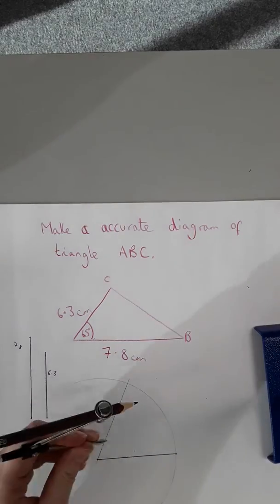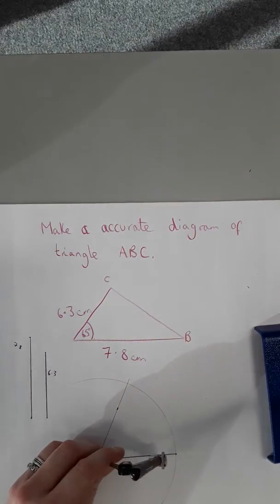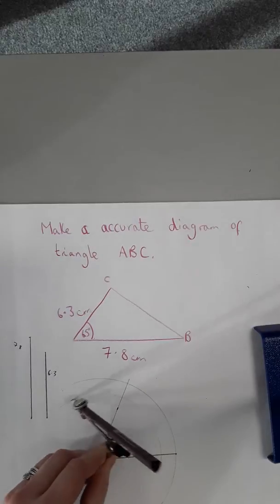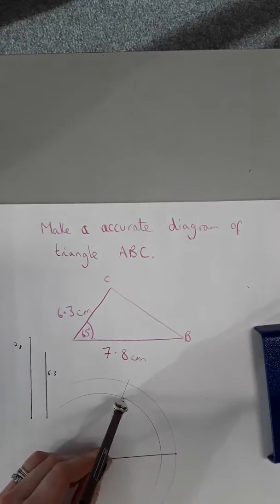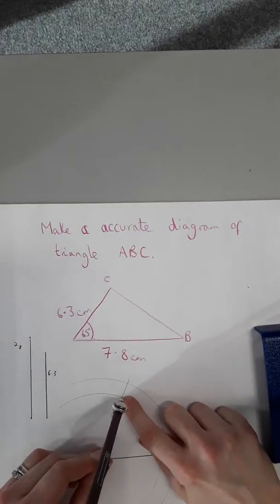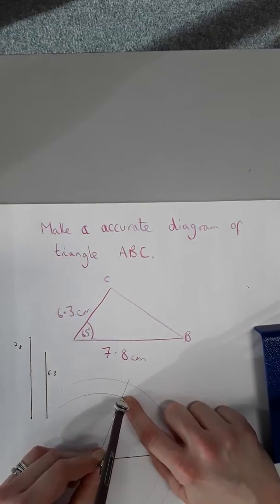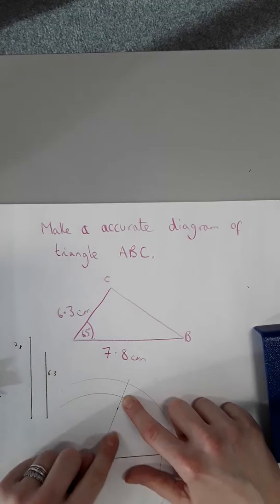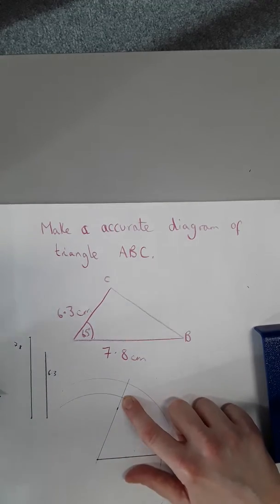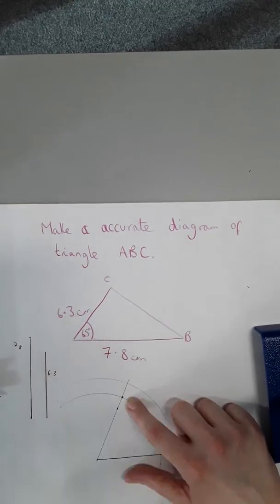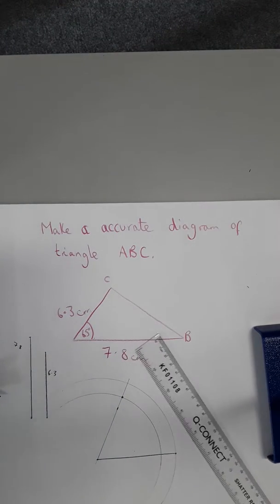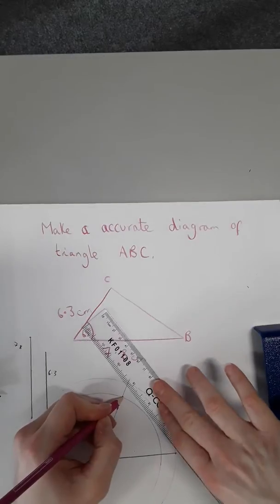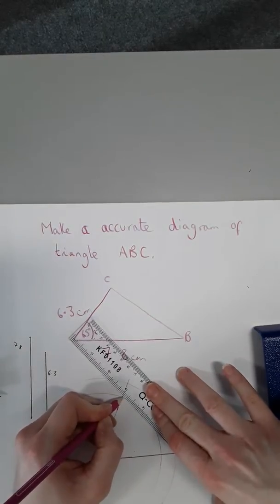Now you need to take your compass again, pop the point on, and just draw another semicircle. What that semicircle does is it tells you exactly where 6.3 finishes when it's laid at that angle. So I know that it finishes here because it intersects my 6.3 arc. Now I can finish my triangle by just joining my two points on my arc up.